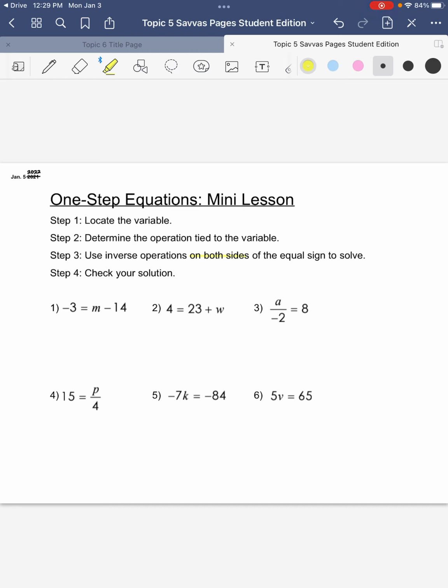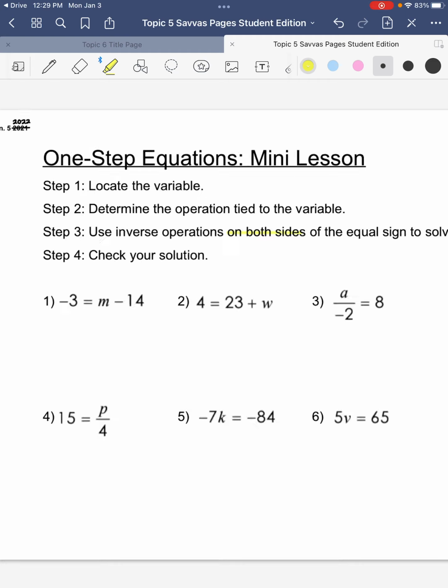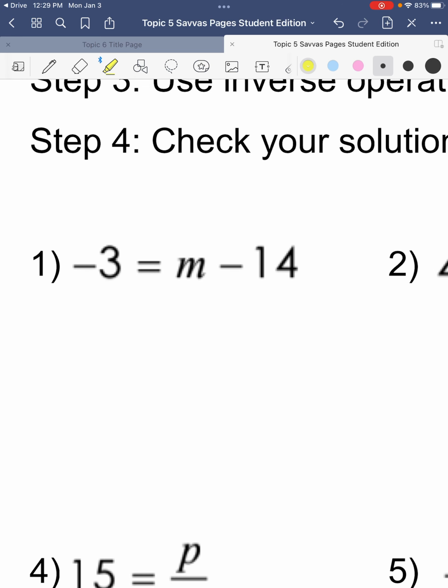That means whatever you do on one side, you must do on the other. And finally, step 4, check your solution. So let's get started with some examples. So right here, number 1, I have -3 equals m minus 14. The first thing I like to do every single time is draw a line through my equal sign. That helps me remember that whatever I do on one side, I must do on the other.